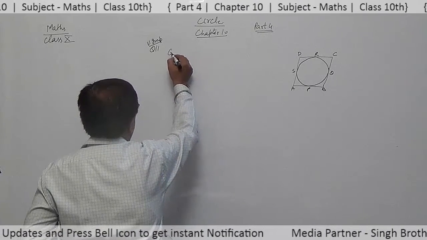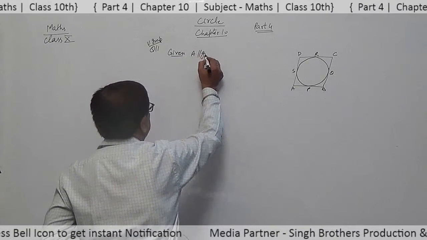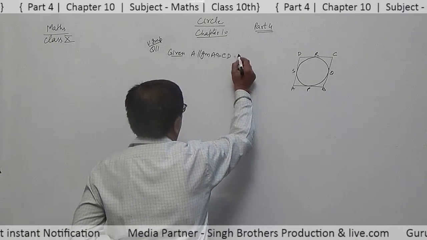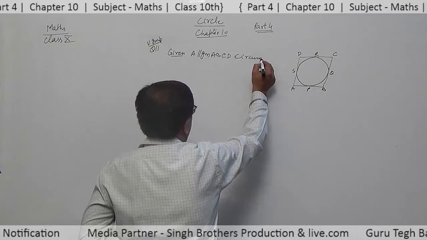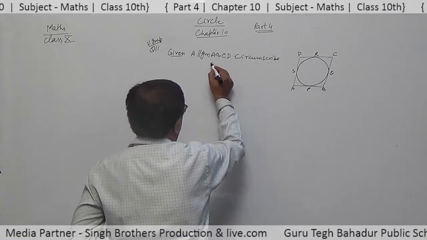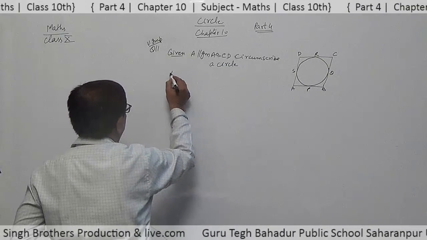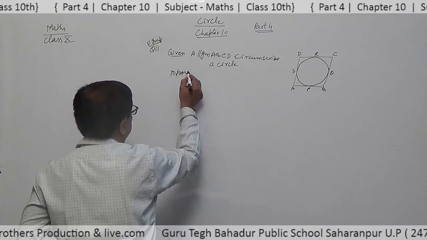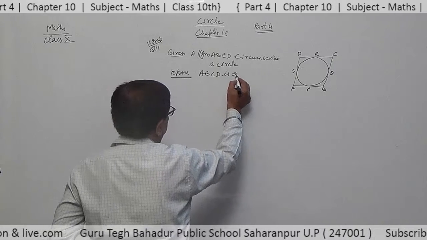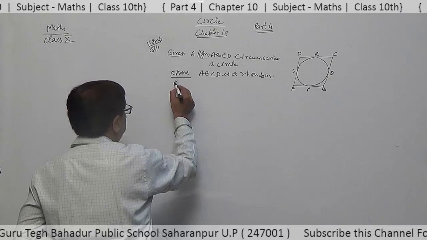Now, given a parallelogram ABCD circumscribed a circle, to prove ABCD is a rhombus.